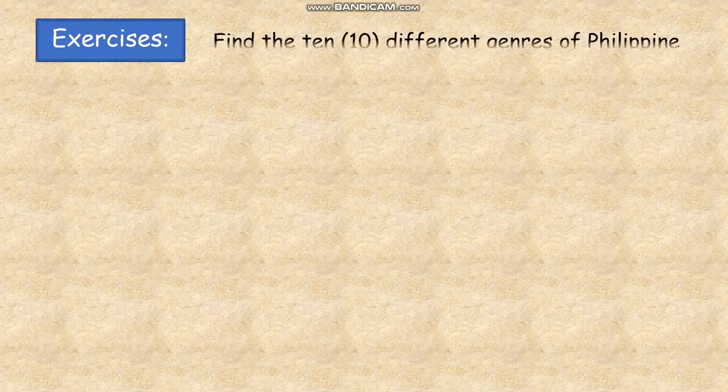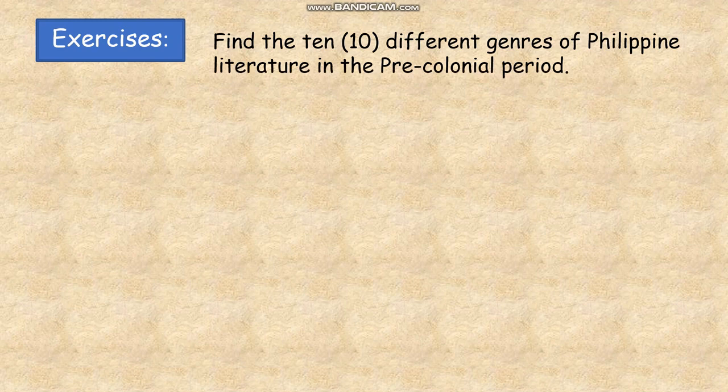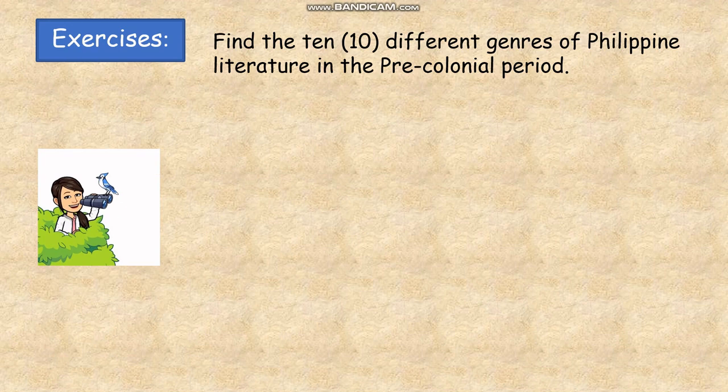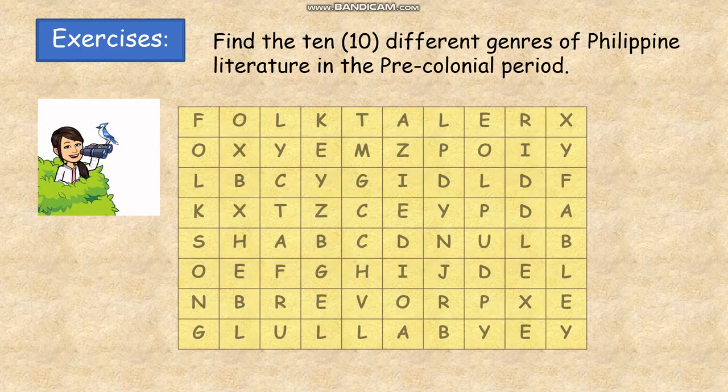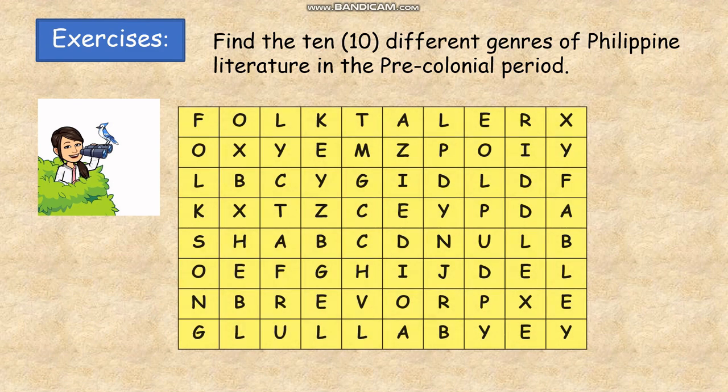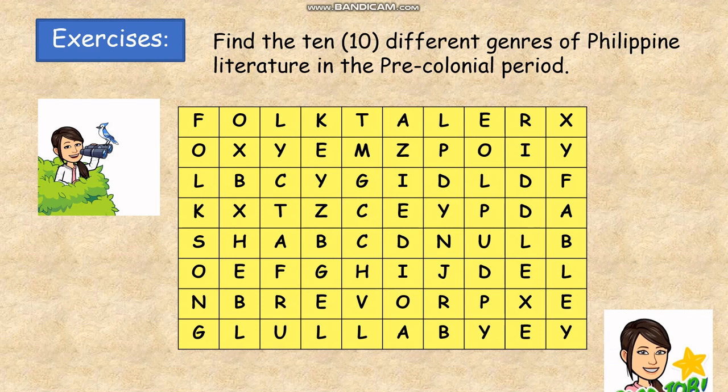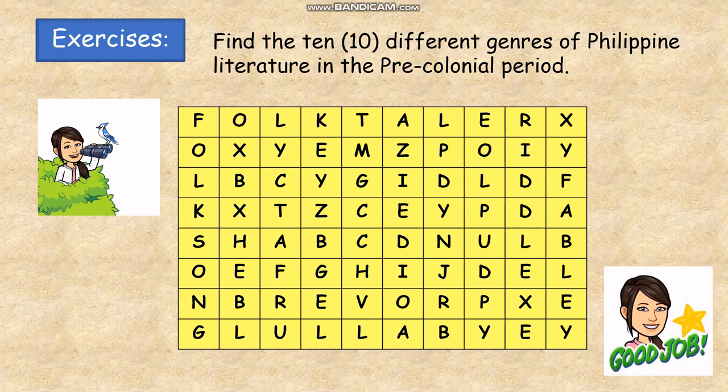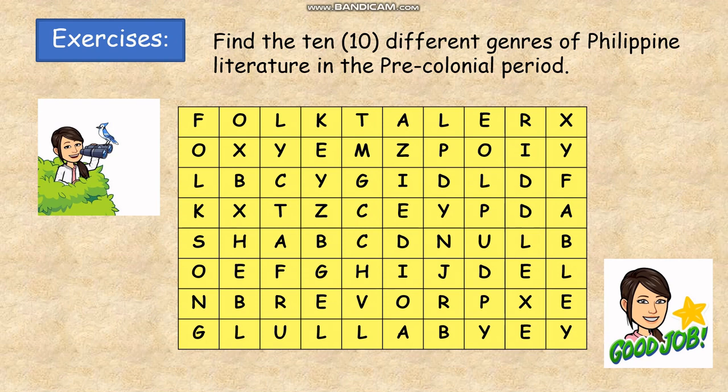The first one is a find-a-word puzzle. Find the 10 different genres of Philippine literature in the pre-colonial periods. I will give you 15 minutes to find these 10 words. Good job! We've found the 10 mystery words in the puzzle. We will now proceed to the next one.